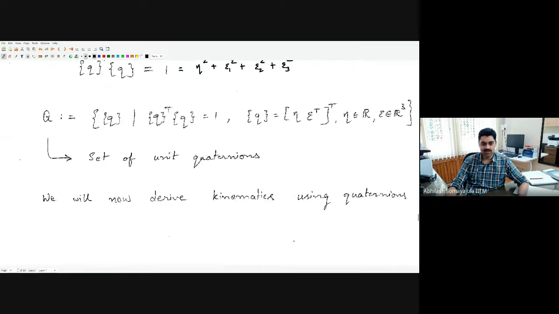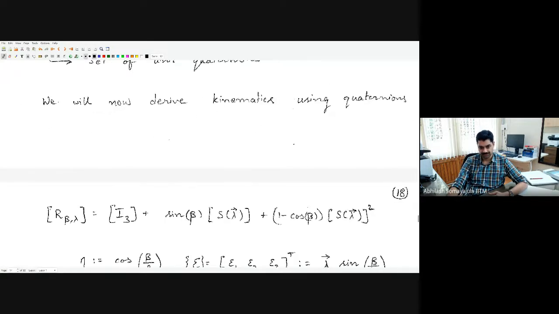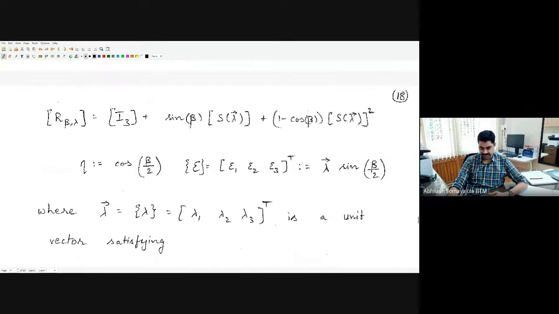Okay, so now we are in a position to derive the kinematics that we looked at last time using the Euler angles, which we will now derive using quaternions. So let's see.